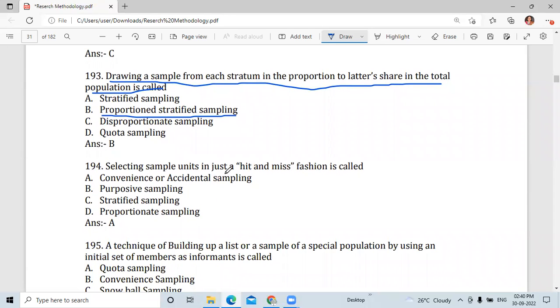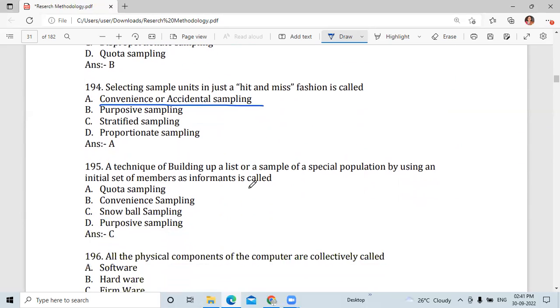Selecting sample units in just a hit and miss fashion is called convenience or accidental sampling. Randomly selecting, that is not proportional. Selecting sample units in a hit and miss fashion is called convenience or accidental sampling.